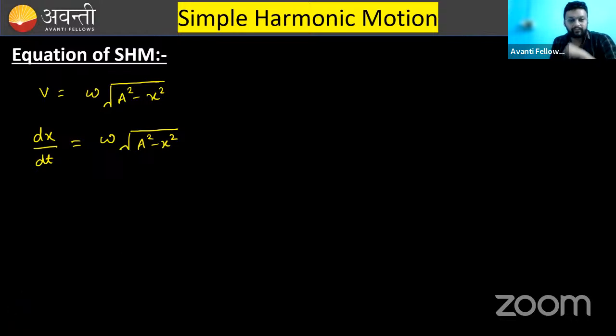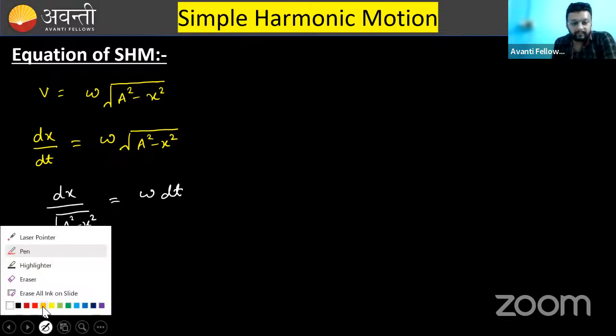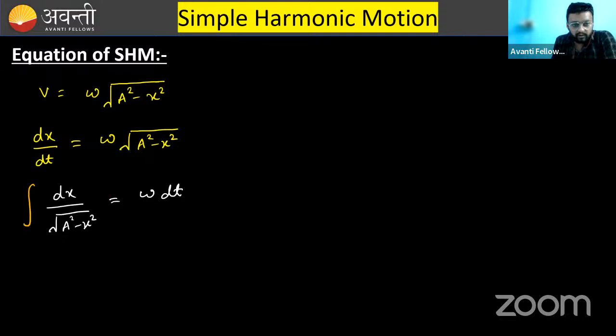Again, if I transfer the things, x should be related to x. So I am transferring the things like dx over root of a square minus x square equals omega dt. Now integrate the things. If you are integrating, you need to put the limits. I am putting the limits.